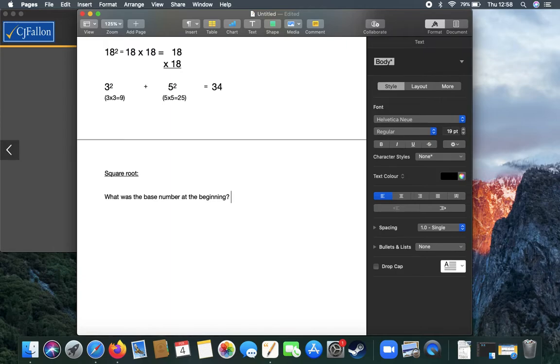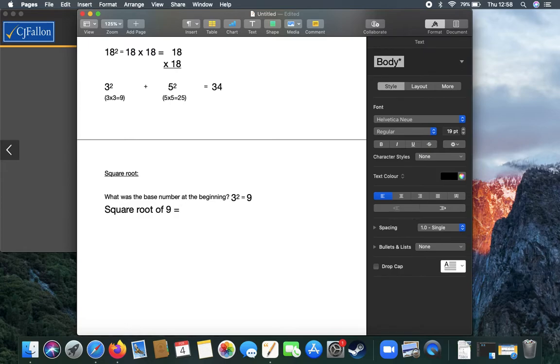I'm sorry, I'm still in exponent writing, so I'll go like this. 3 to the power of 2 is equal to 9, because we got that up there. 3 to the power of 2 is 9. 3 by 3 is 9. So then the square root of 9, what is the square root of 9?